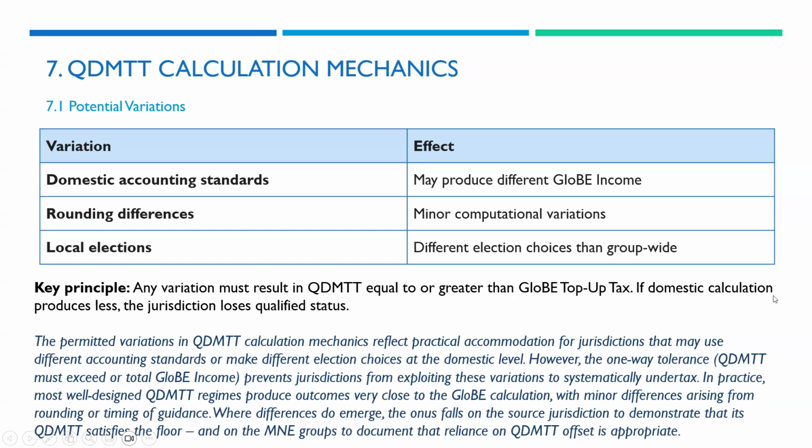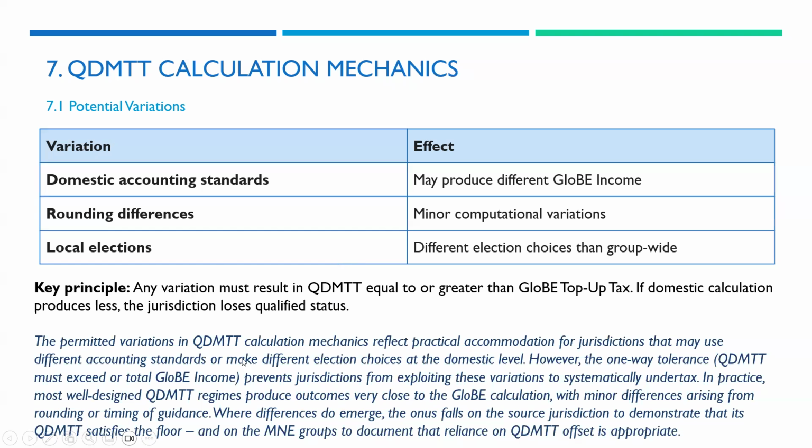Any variation must result in the QDMTT being equal to or greater than the GloBE top-up tax. If the domestic calculation produces less than the GloBE model rules, then you will lose the qualified status. You could lose the qualified status tomorrow also. In that case, you have to retrospectively pay the IIR also. So it's a big problem for the countries as well.